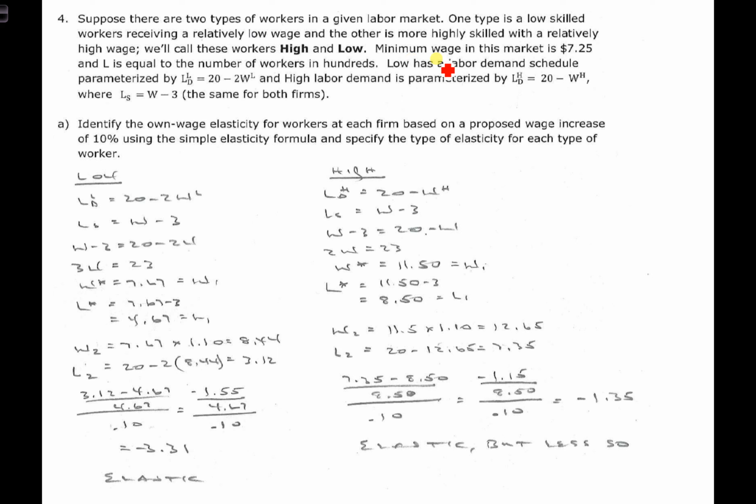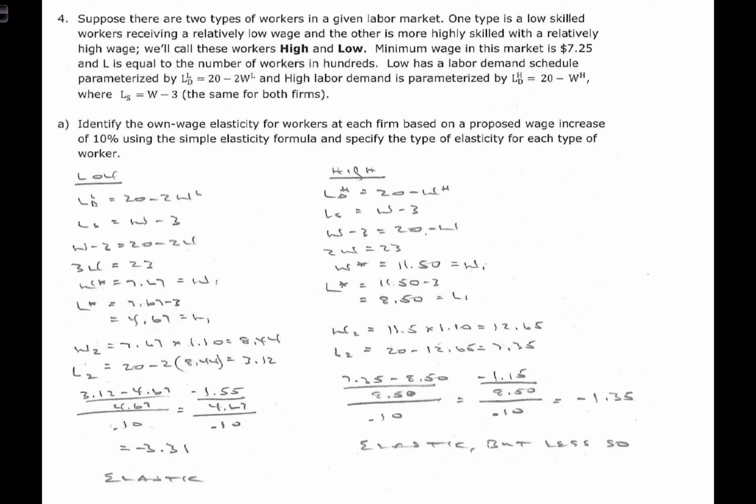So low has the labor demand schedule parameterized by labor demand for low is equal to 20 minus 2 times W of low. And high labor demand is going to be labor demand for high is equal to 20 minus the wage for high. And I've said that the labor supply in this market for both types of workers is going to be the same. So here we then have where I ask you to identify the own wage elasticity for workers at each firm based on a proposed wage increase of 10%.